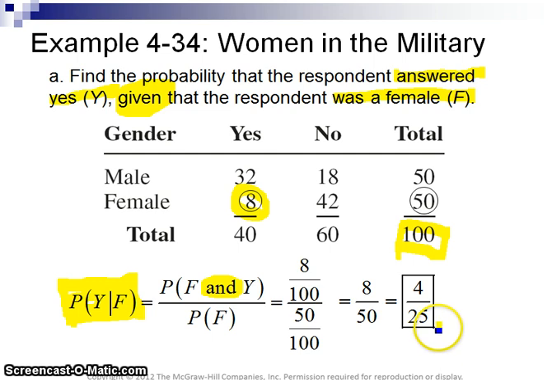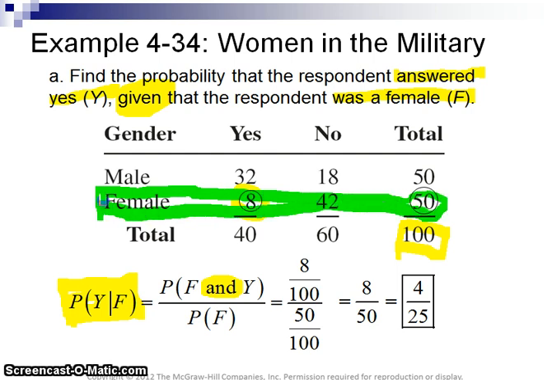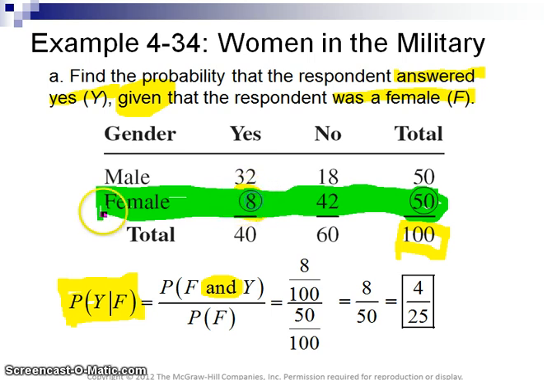Now, another way of looking at that particular problem is we could have been asked probability that they answered yes given that the respondent was a female. Just consider the female part, because that's what we're given. If I do that and I want to know what's the probability that they answered yes, notice that there are 8 yeses out of the females of 50. And 8 over 50 reduces to our answer of 4/25. So we could do it that way as well. I just wanted you to be aware of that.